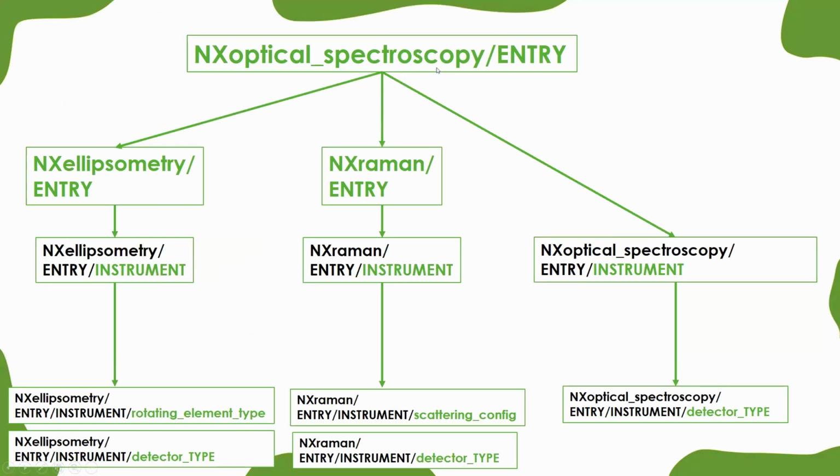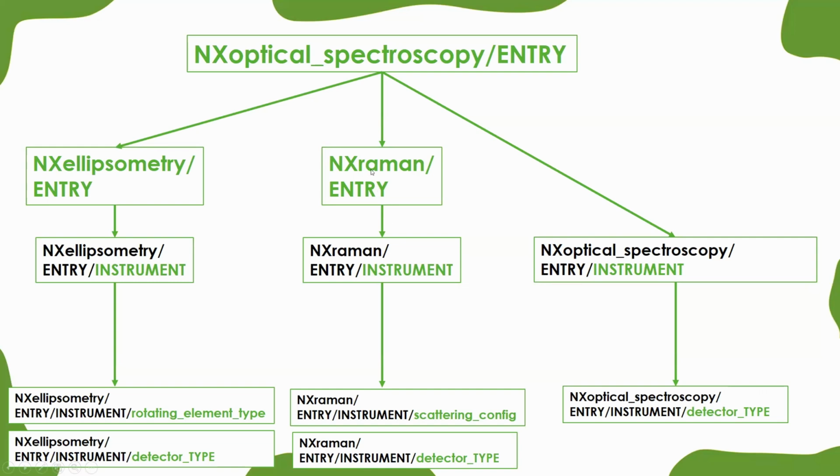There's not only optical spectroscopy, but optical spectroscopy can also be specialized into some specific techniques, for example, ellipsometry and Raman spectroscopy. This is NXraman and NXellipsometry here. But you can also use the generic optical spectroscopy definition, yeah?